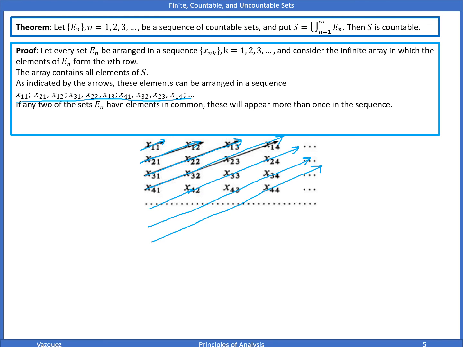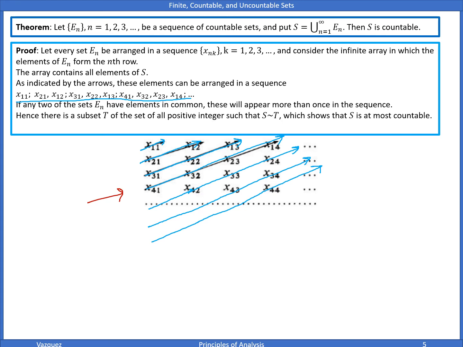If any two elements here are the same, that will appear more than once in the sequence, that's no problem. Therefore, there's a subset T of the set of positive integers such that S is equivalent to T, which shows that S is at most countable. And since E sub 1 is a subset of S, and E sub 1 is infinite, S is infinite, and therefore countable.